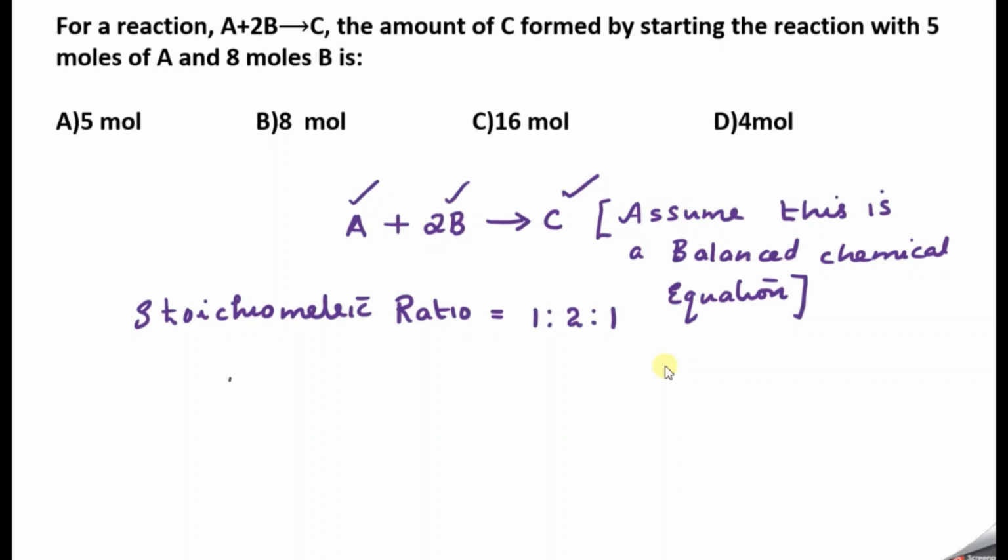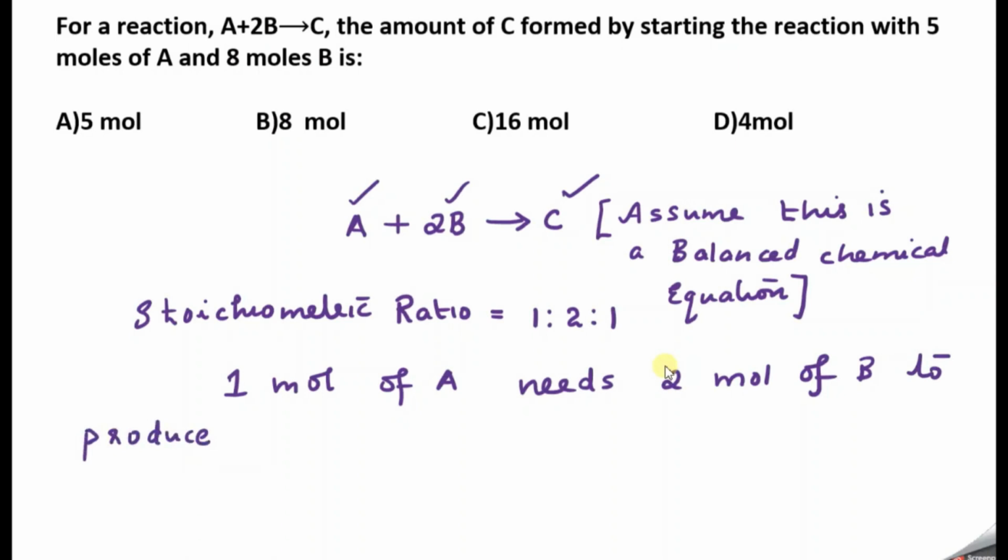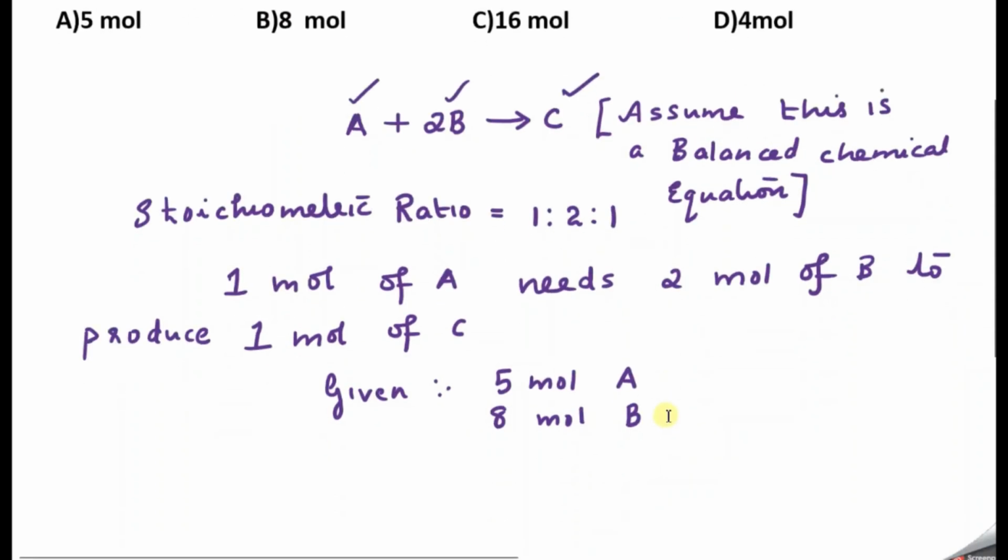As per the stoichiometry, we can write one statement: 1 mole of A needs 2 mole of B to produce 1 mole of C. Now, since the given data is for both reactants, 5 mole of A and 8 mole of B, and I have taught you that whenever more than one reactant is given, the case of limiting reagent can come into the picture, we need to check which one is the limiting reagent.